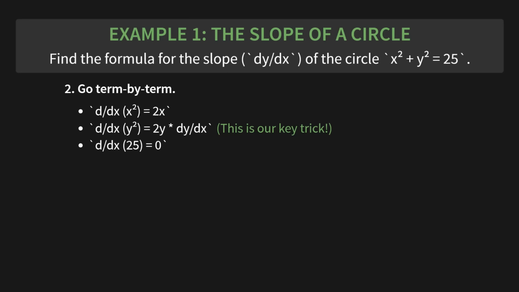This is our key trick. It's 2y times dy/dx. And the derivative of 25? That's just 0. Our new equation is 2x plus 2y times dy over dx equals 0.